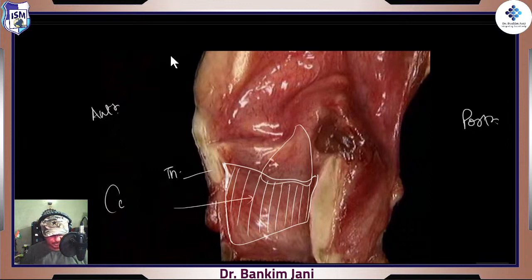That would be conus elasticus. See, everything is revolving around these cartilages only, right? Everything is revolving around them. And this conus elasticus is a tough structure just underneath the mucous membrane, right?